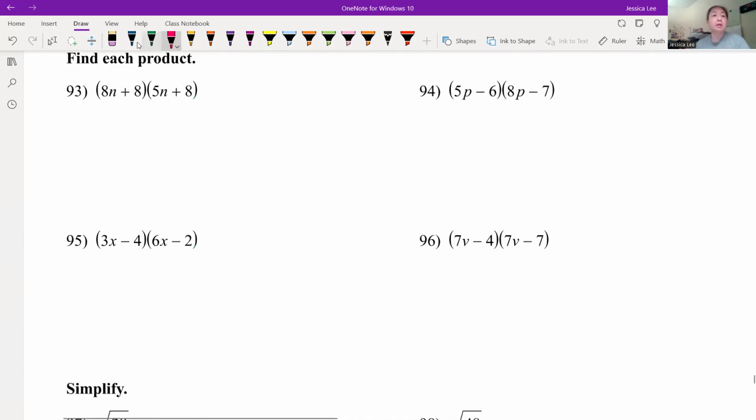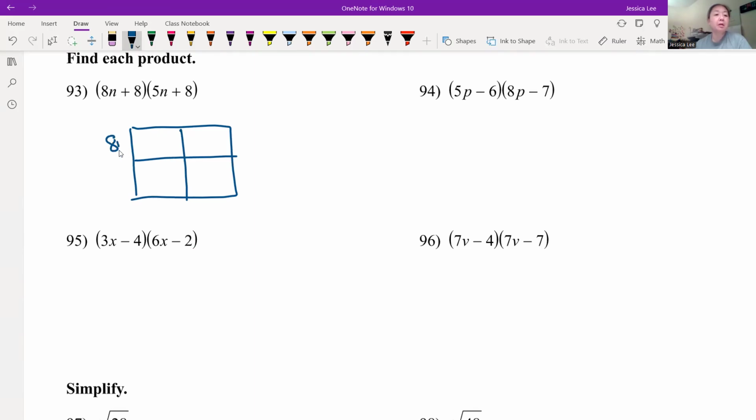All right, it says find each product. This is number 93. So I've been showing you guys, what is it called, the box method, the area method. Okay, and I know it's a 2 by 2 because each of these has 2 terms in it. So the left one I'm going to put right here, 8n plus 8. And here we have 5n plus 8. Okay, I'm going to just highlight so you can see where we got that from. And this is right here.